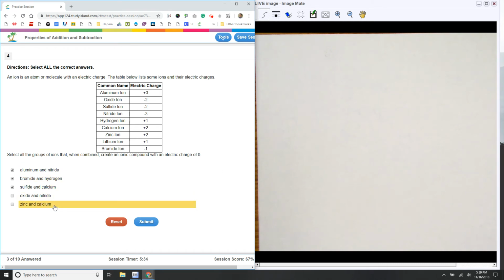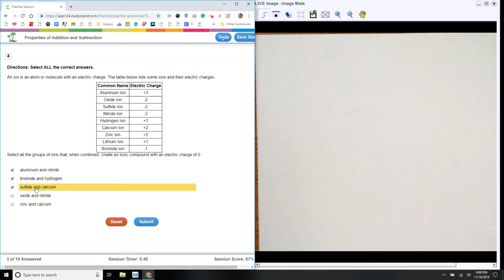Last, zinc and calcium. Zinc is positive 2. Calcium is also positive 2. When we put those together, do we get 0? No, we get positive 4. They're both positive, so you add them together, you get 4. So those 3 pairs make 0.